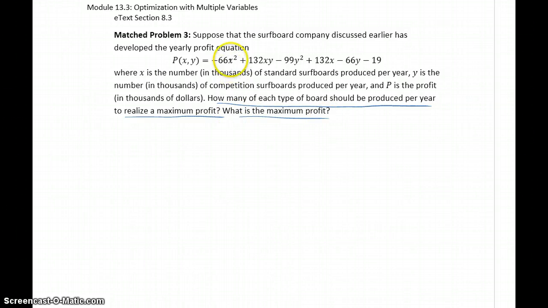So we want to come up with the values for X and Y that are going to yield maximum profit, meaning this company is making as much money as possible. So this is just an application of that second derivative test.